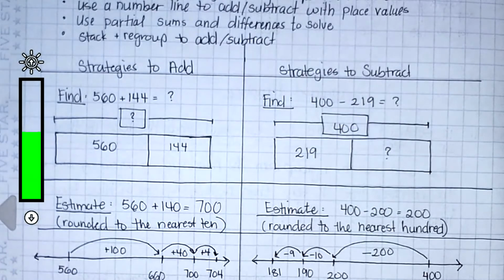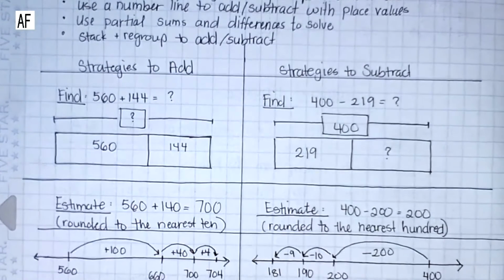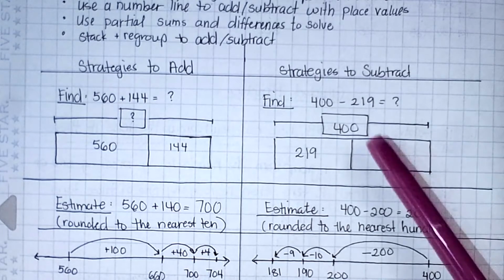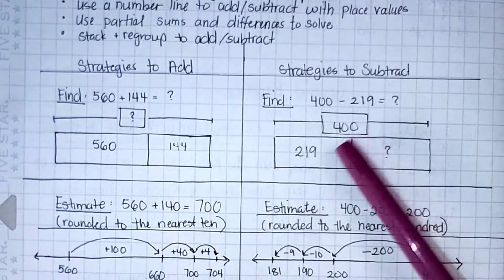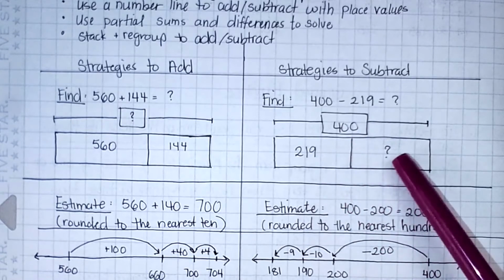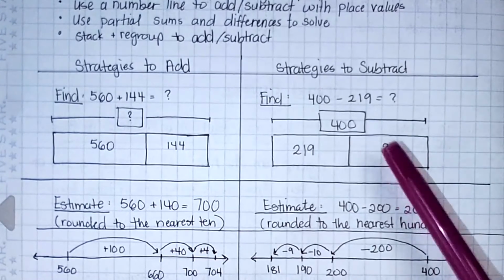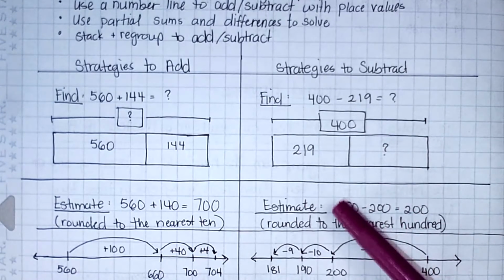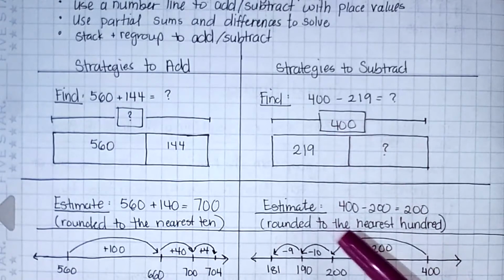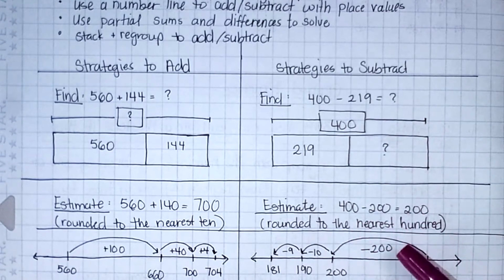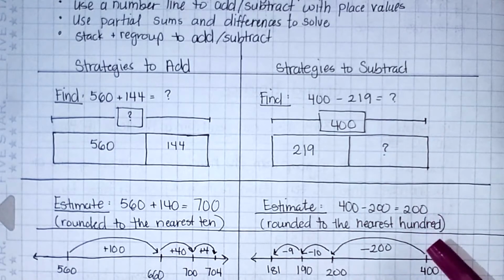When I'm subtracting, the equation that I worked with here is to find the difference of 400 minus 219. So 400, since it's my whole number, is going to go on top of my bar diagram. I know 219 is one part, and then I have another part that is my missing part. So I can estimate, and I rounded here to the nearest 100. 400 was already a group of 100, so 400 minus 200. 219 rounded down to 200. So my estimate is 200. So my real answer should be close to 200.